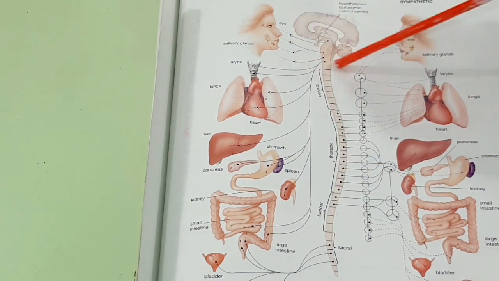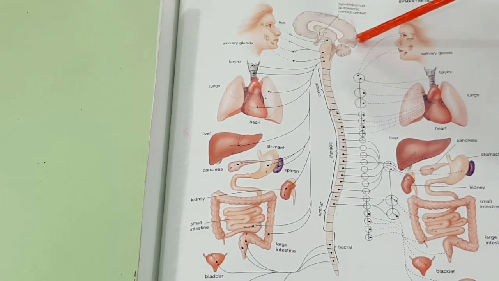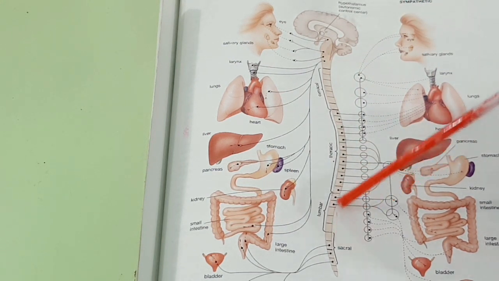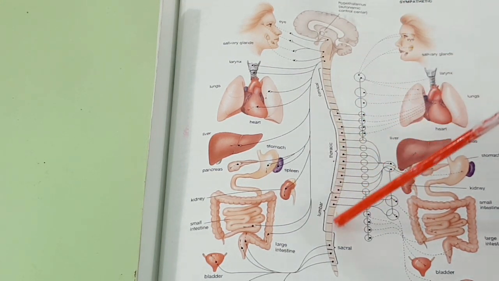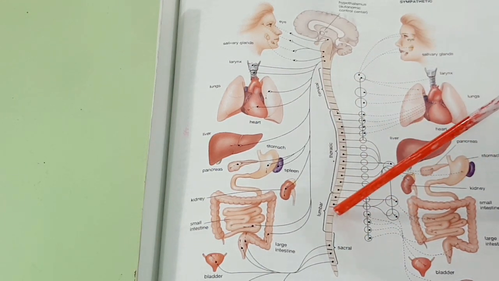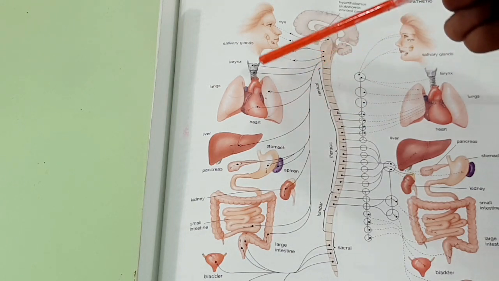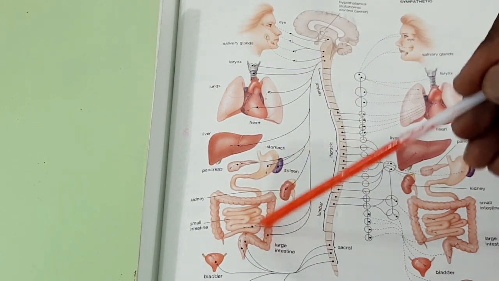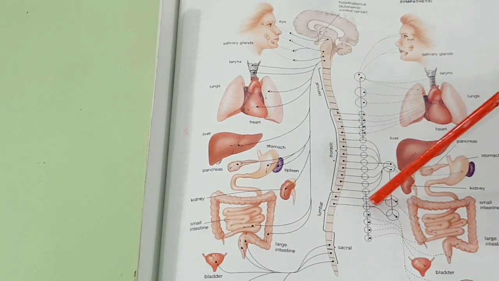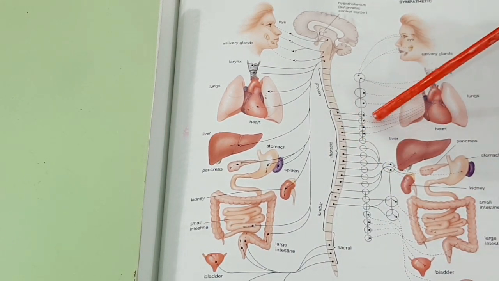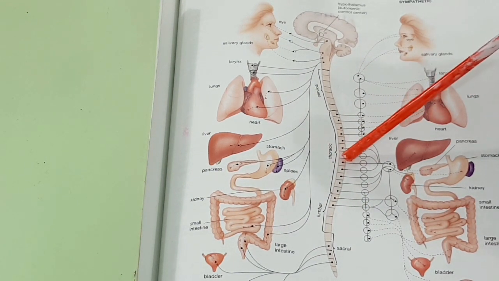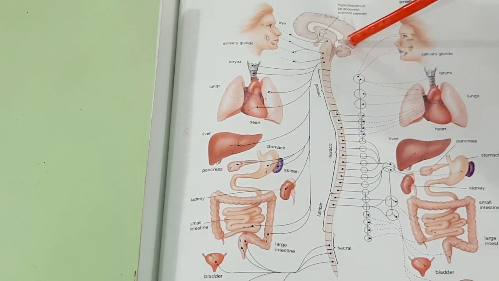As our brain is protected by the skull, similarly, the spinal cord is protected by the vertebrae. So there are vertebrae which are protecting our spinal cord. I'll be sending you the picture of this also, and from there you can see how different organs are sending or receiving information from the spinal cord. So the spinal cord is equally important as the brain is.